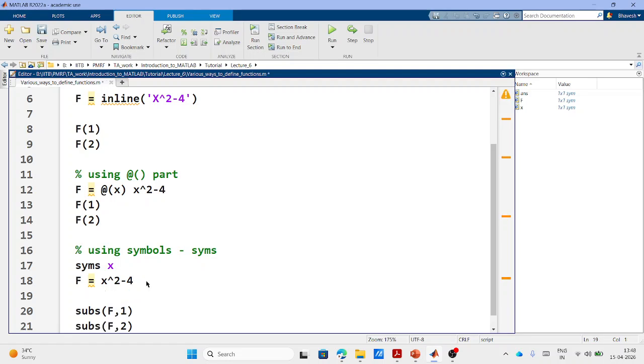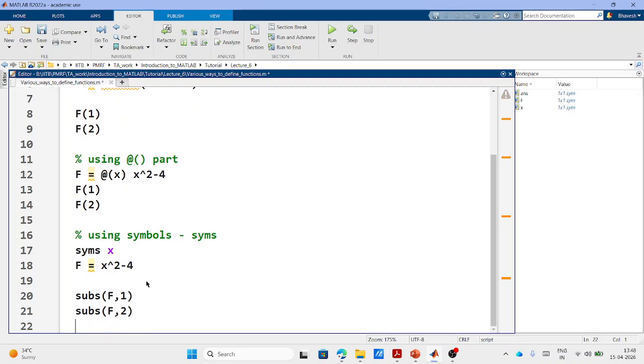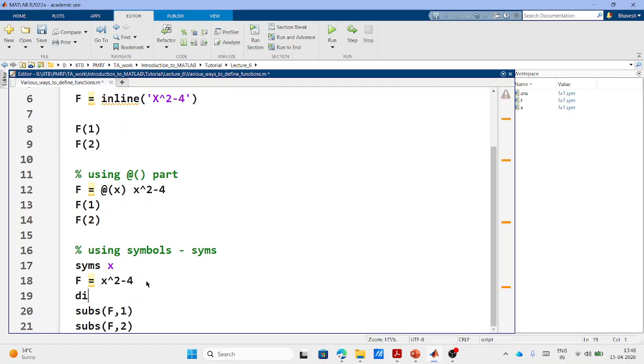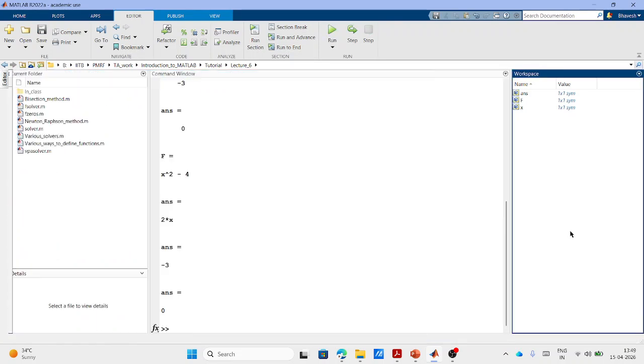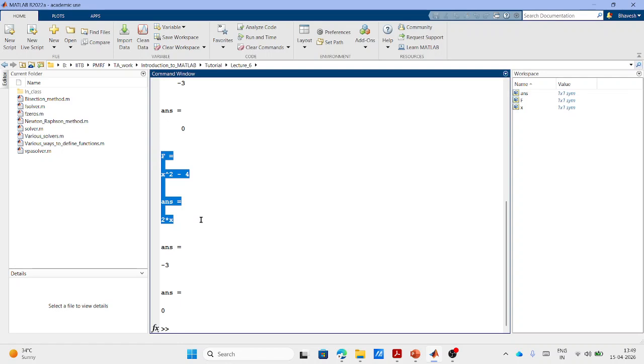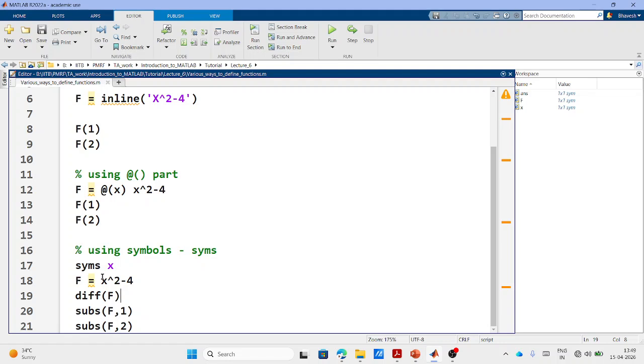This helps to even find the differential of any function, simple functions, right? There is this diff command where you provide a symbolic equation. So if I write diff f, I should get the differential of function f. Can you see, this is the function x square minus 4 and this is its differential. Diff f is 2x, right? So that's why the symbolic function is also used, because it helps you show your functions in the form of symbols, and then you can substitute the values of variables, right?